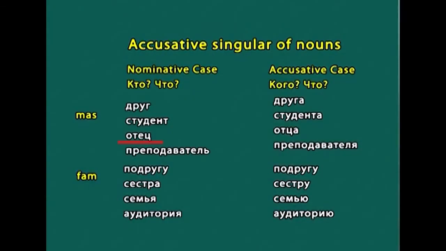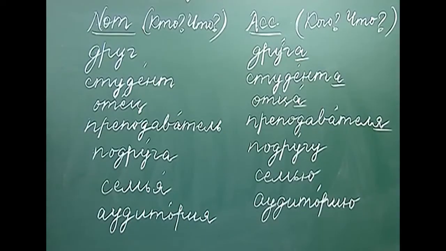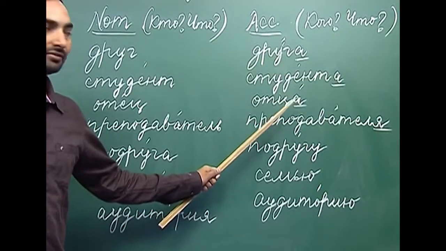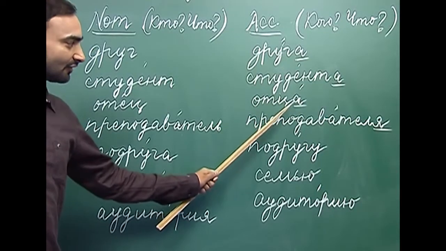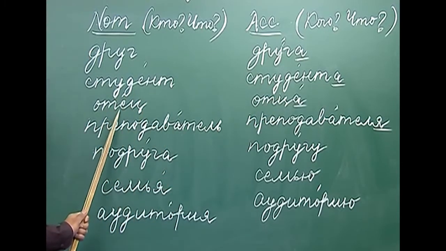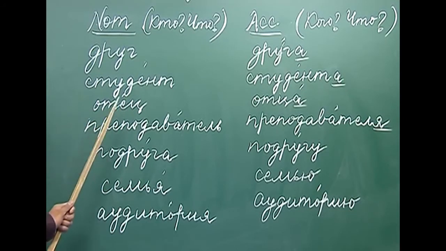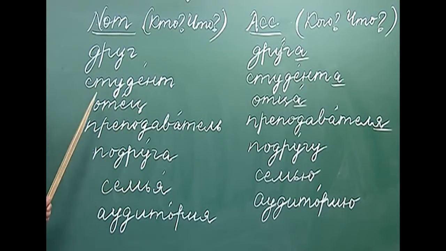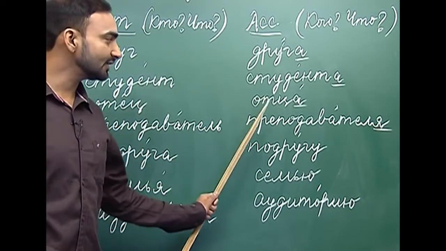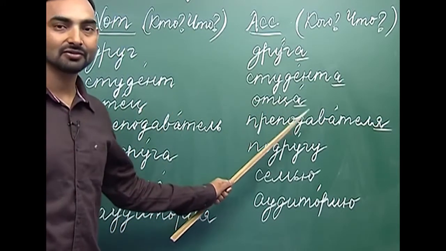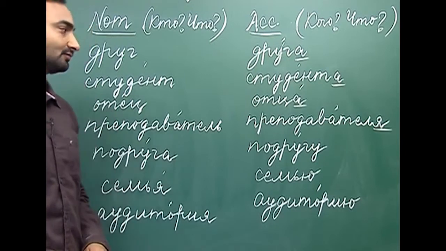Отец, отец is father or papa. Отец, again we have added an additional vowel а, and apart from this we have removed this е. So whenever you come across this word отец, you have to make the necessary changes. You have to drop this е and add а to get its accusative case form.